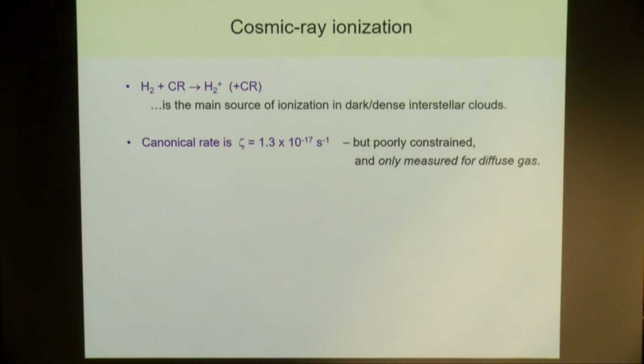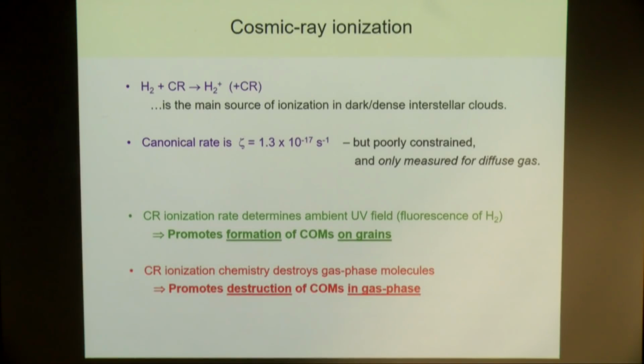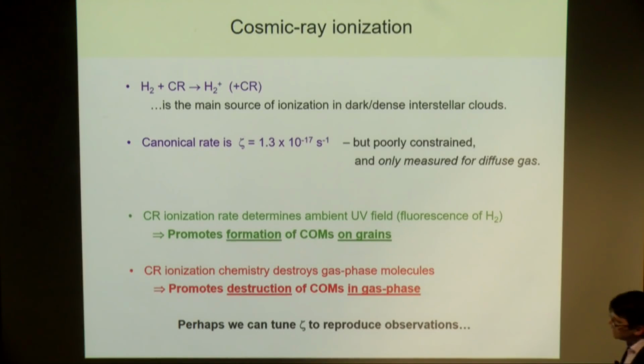And in fact, it can vary by orders of magnitude depending on who you ask, depending on what they measured. Okay, it's not very well defined at all. We know from what I just said that the cosmic ray ionization rate is directly tied to the production of complex organics on grains, but we also know that it's directly tied to the destruction of those molecules later in the gas phase. So hopefully there is some happy medium that we can tune to in our models to reproduce observations. Okay, so that's what we did.